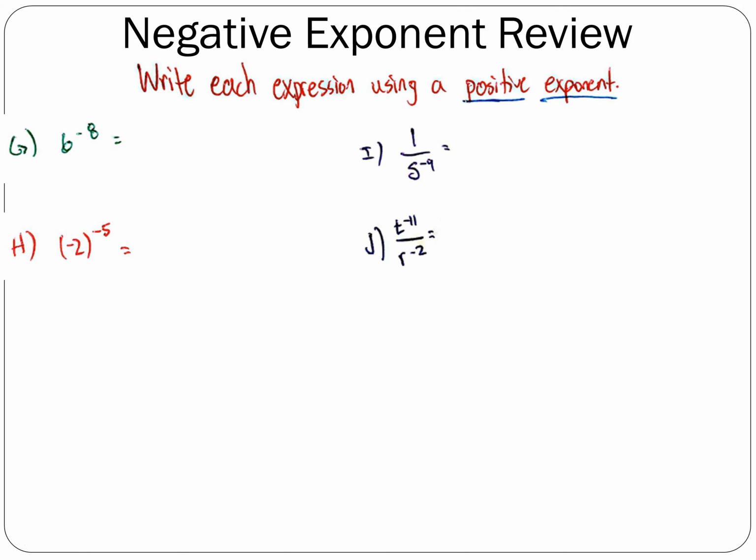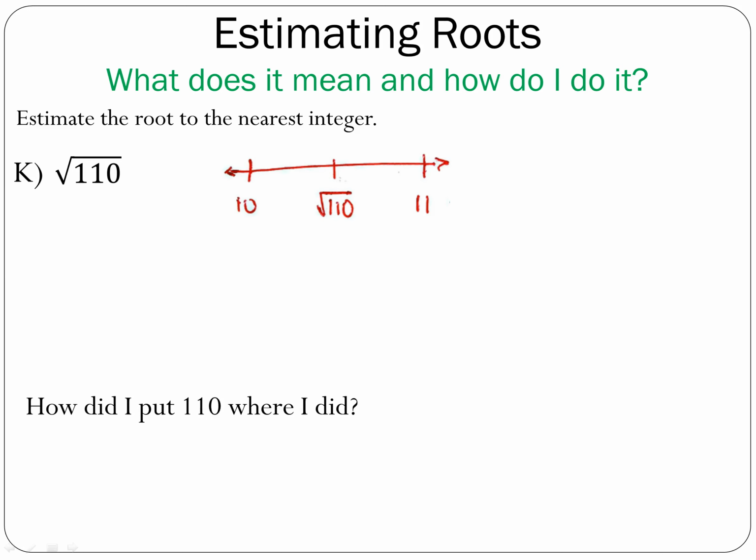And we're back. If you got these answers, then you are correct. A lot of people were somewhat confused before with one of my previous examples of negative exponents, with the negative 2 to the negative fifth power. That negative 2 is the base. It retains its negative sign while the exponent becomes positive, because that's what we are writing each expression as, a positive exponent. Cool. So let's dive into estimating roots.